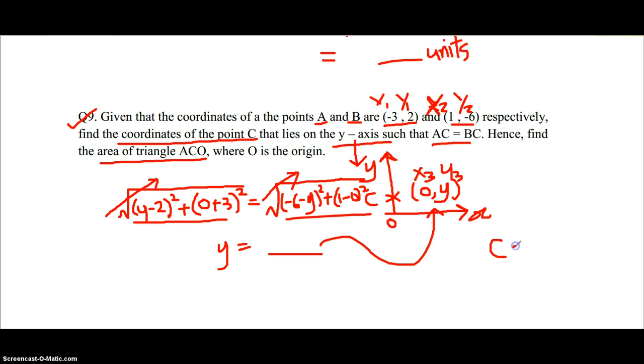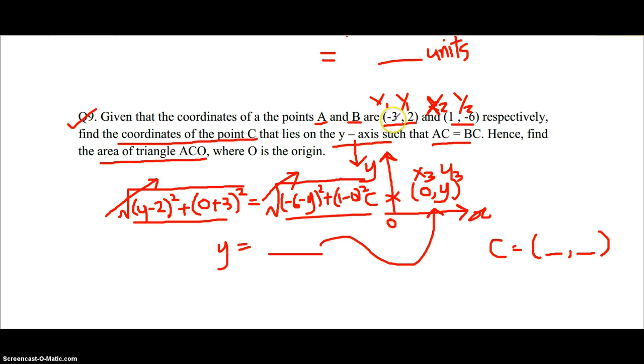So when you write your answers, find the coordinates of point C. Please represent the answer in this format: something, comma, something, close bracket, where this is your x and this is your y coordinate. Hence find the area of the triangle ACO, where O is the origin.